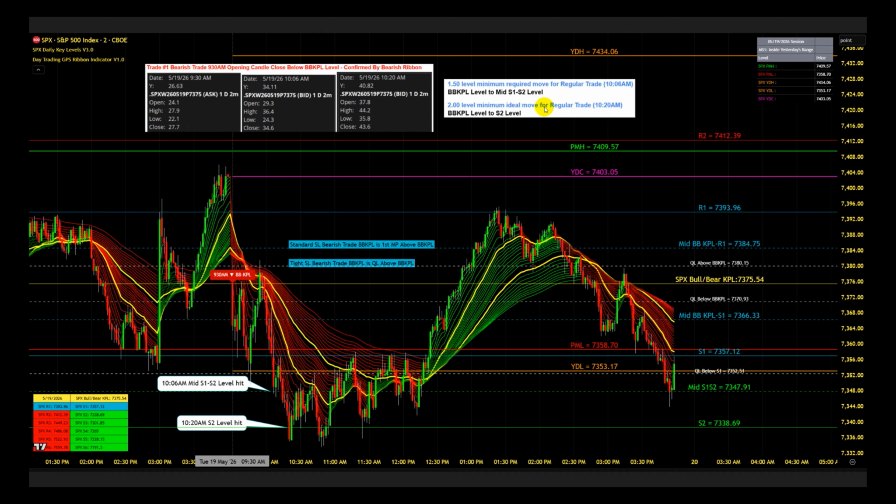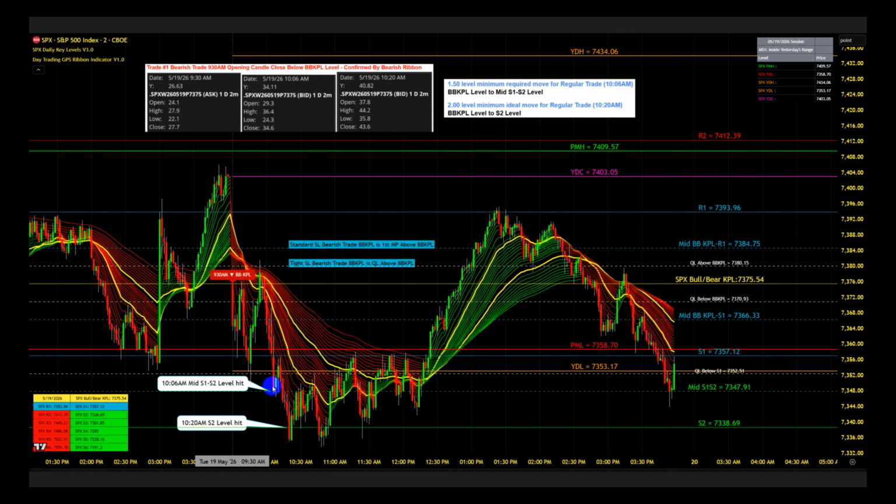The 2 level minimum ideal move was hit at 10:20 when it hit the S2 level here on this particular candle. As you can see here, this candle touched and then backed off, whereas this candle touched and then moved through it. So basing your adjustments or your exits on the close of the candle sometimes will work out in your favor, as in the case here, and sometimes it will work out not to your favor, as in the case here where it slightly backed off.